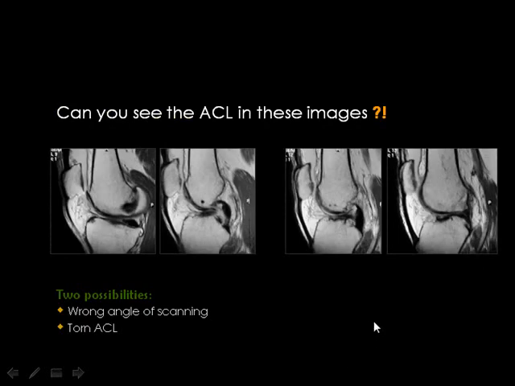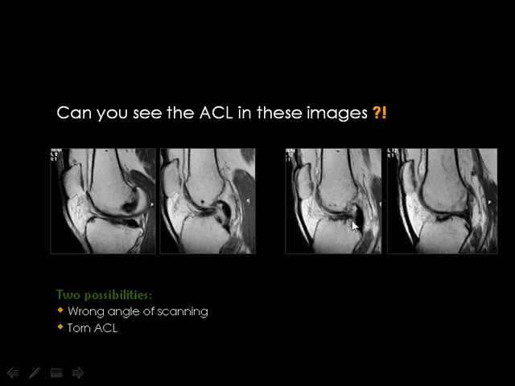Okay? Then, if you look at these images, can you see the posterior cruciate ligament? The posterior one. Well, yes, this is the posterior cruciate ligament, okay? In order to see the anterior cruciate ligament, you should go here or there. Can you see the anterior cruciate ligament? No, it's not seen.